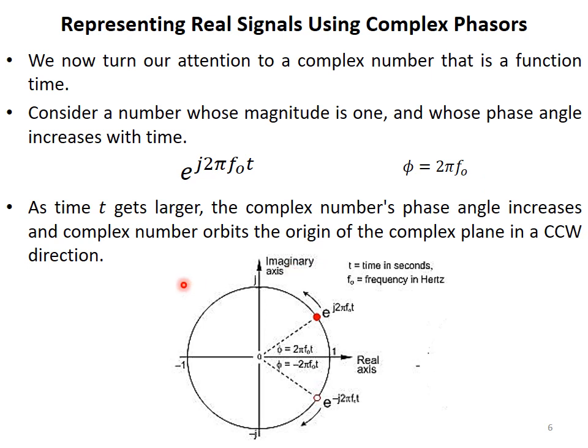For example, how many rotations it would complete in 1 second depends upon the value of f naught. If f naught is 2, it means it would complete 2 rotations per second. If f naught is 10 hertz, it would complete 10 rotations per second. And if f naught is negative, it would rotate in a clockwise direction, like the number shown here. If the exponent is negative, it means the frequency is negative. When frequency is negative, it would rotate in a clockwise direction.